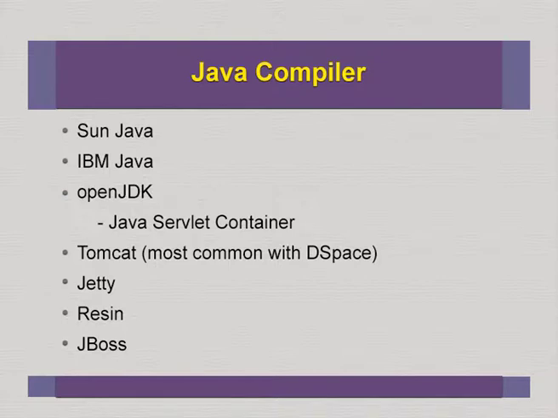Then Java compiler, again you have many choices of Java compilers. There is Sun Java, that is now Oracle Java. Then you have IBM Java, then there is OpenJDK. OpenJDK, of course, you do not have to even sign agreements or anything, though other Java compilers also are free.